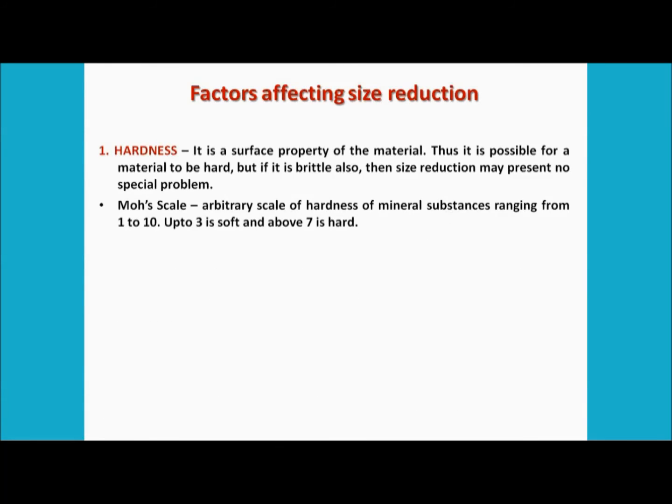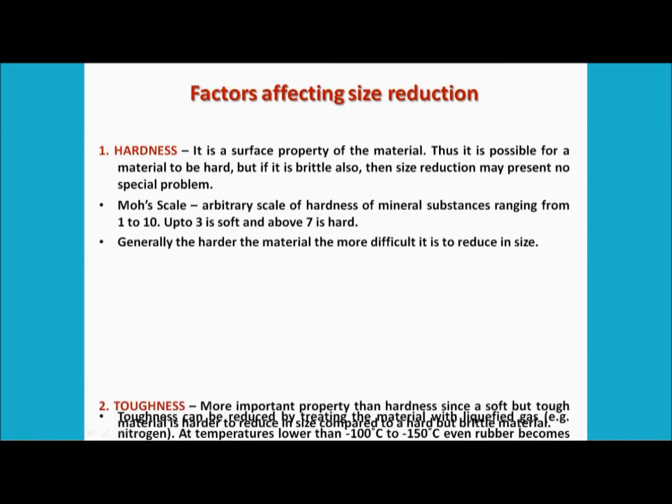We have a scale, known as the Mohs scale. This Mohs scale is an arbitrary scale which is used to measure the hardness of any material. The scale ranges from 1 to 10. In this scale, up to 3 we consider every material as soft, but above 7 we consider every material as hard. Right? So generally, the harder the material, the more difficult it is to reduce its size, because we need to apply more energy, right?